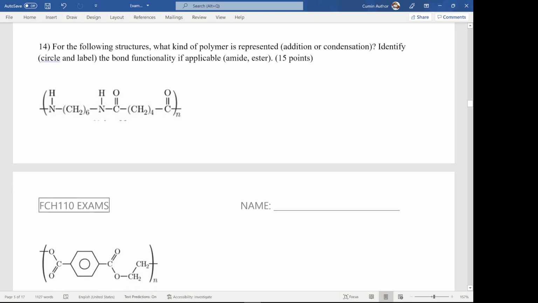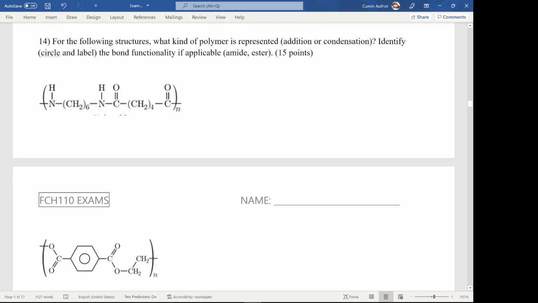And now we move on to the real meaty polymerization stuff. For the following structures, what kind of polymer is represented? Addition or condensation? And then identify, circle and label it, the bond functionality if applicable. And we're only really looking for two kinds. It's either going to be an amide or an ester condensation reaction. So let's look and see what those look like.